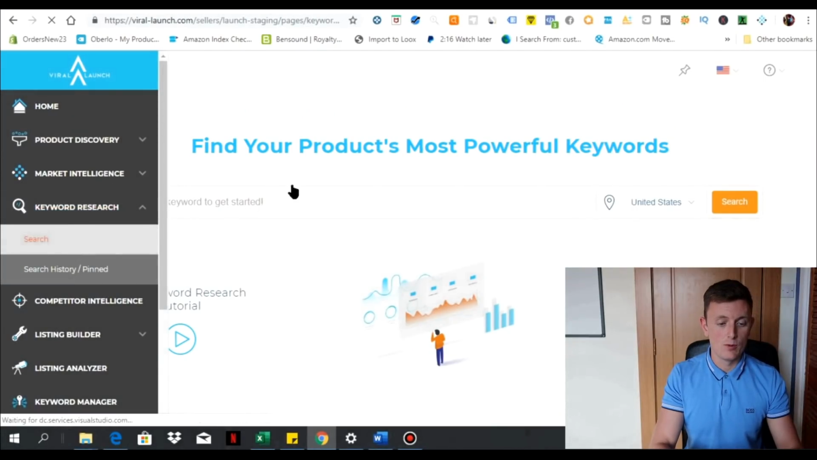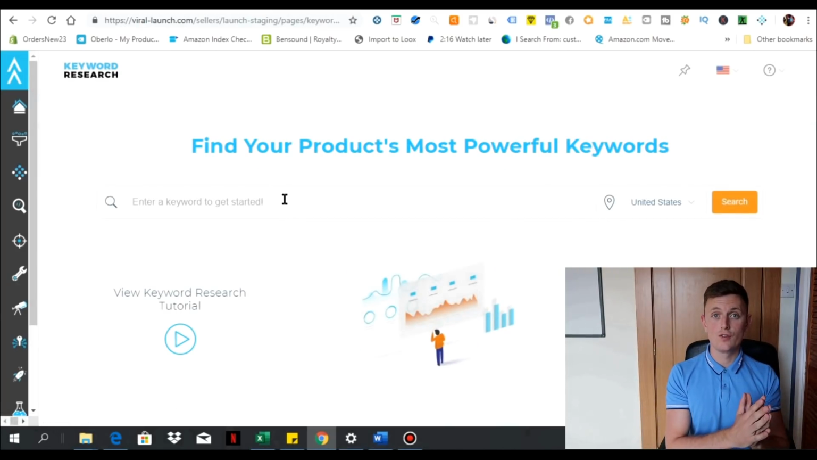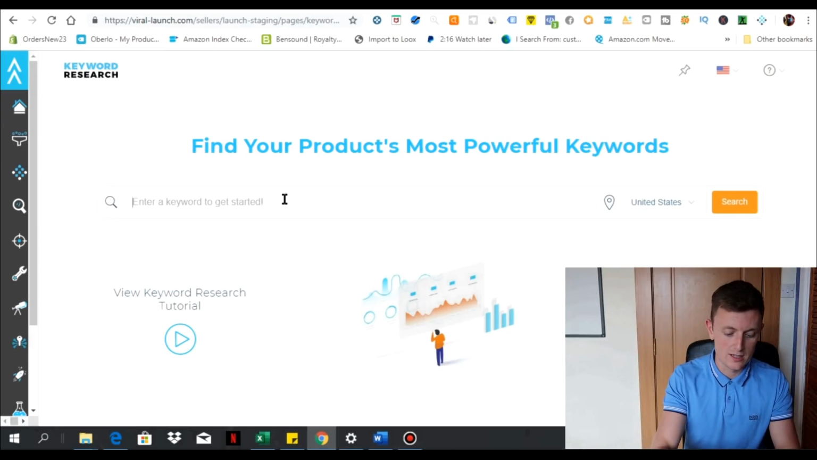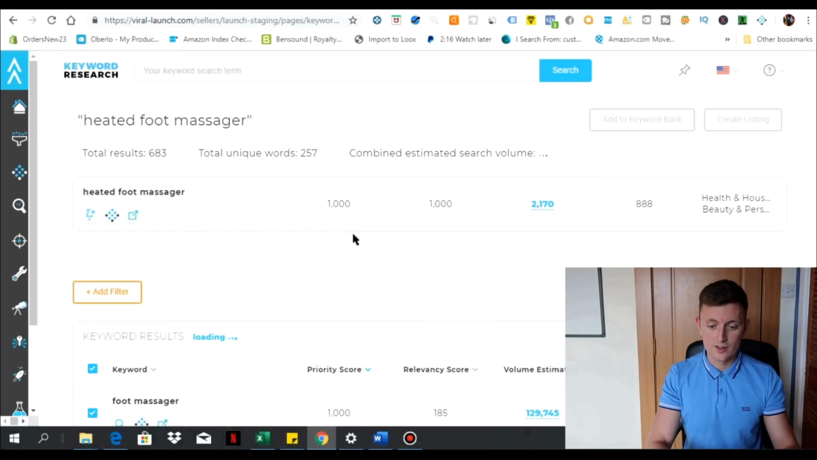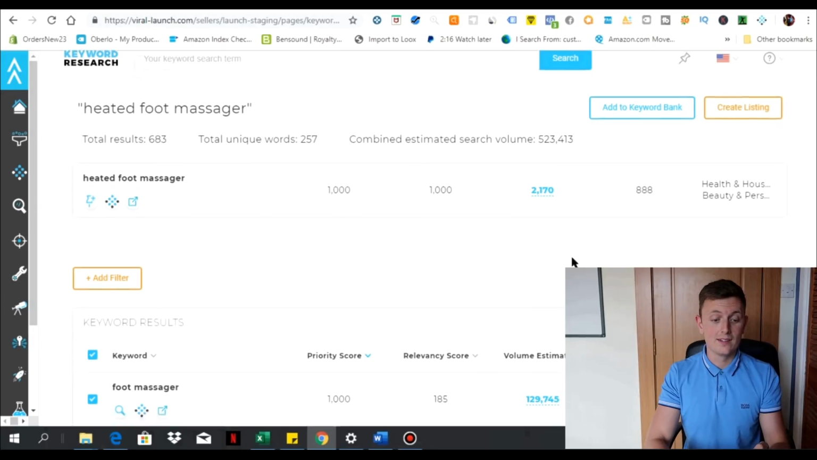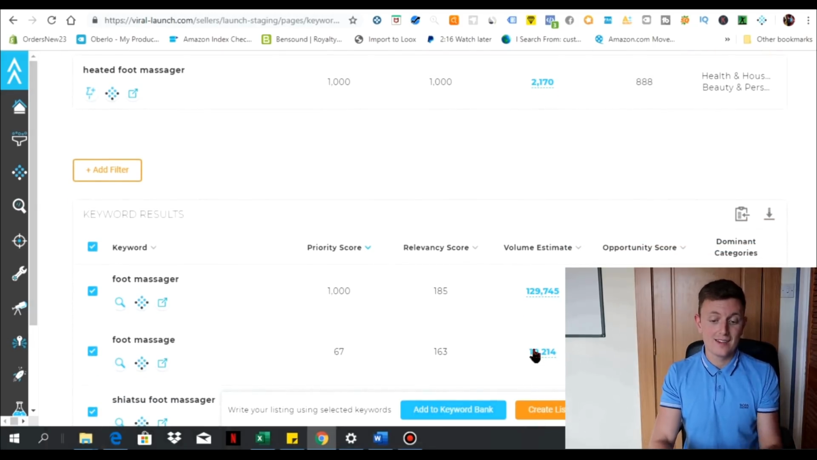So we're going to come over here to Keyword Research, and we are going to type in the keyword that we think has the most search volume, which is obviously our product, a heated foot massager. This is just an example. So heated foot massager has 2,000 and foot massager has 130,000. Even foot massage has 10,000. So we're thinking, okay, maybe that isn't the keyword. I'm wrong. It was foot massager.